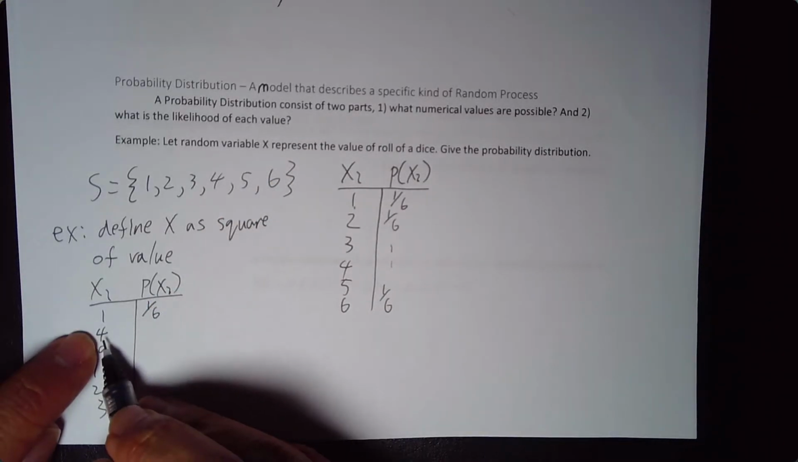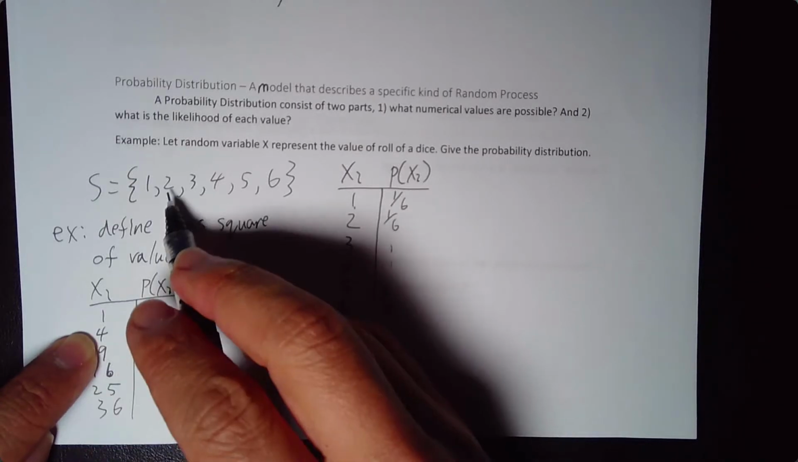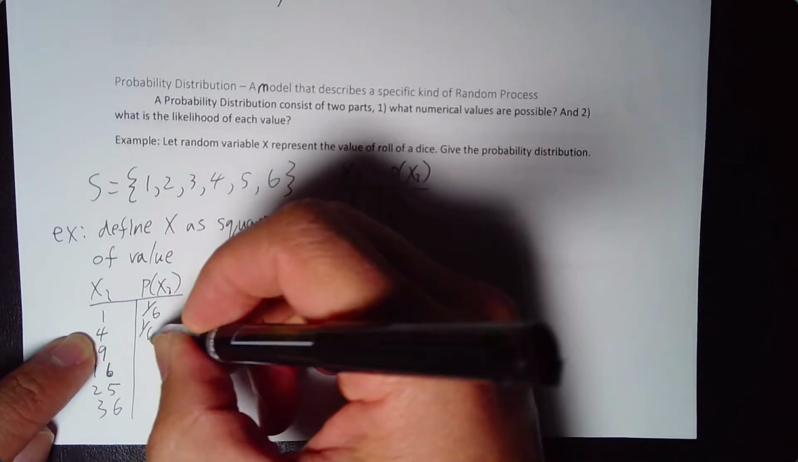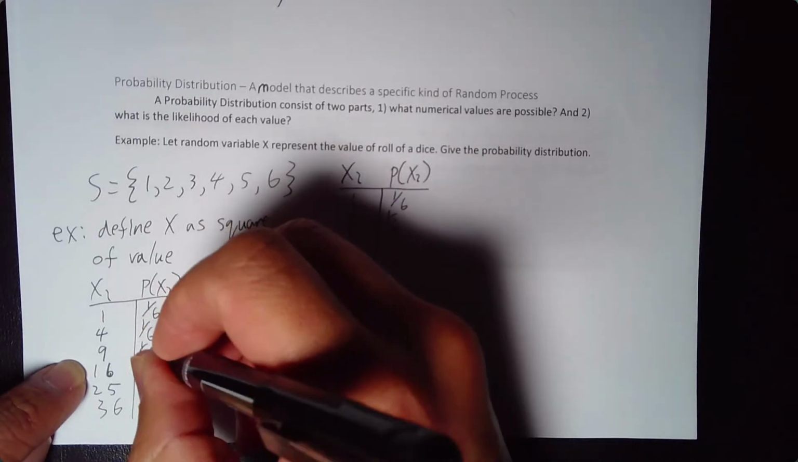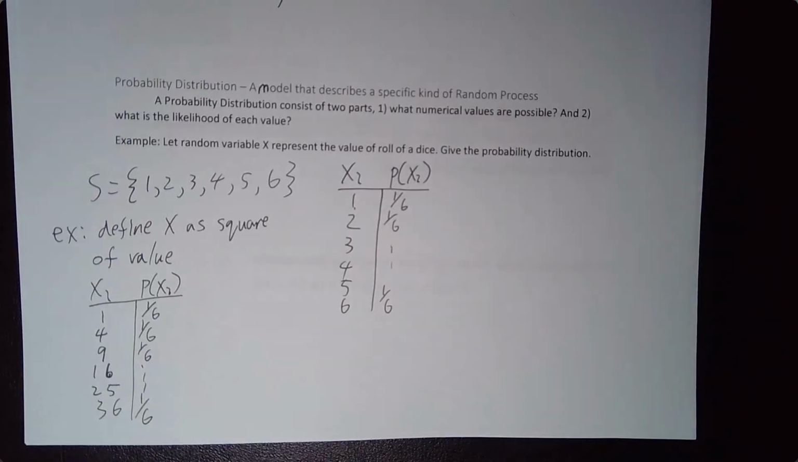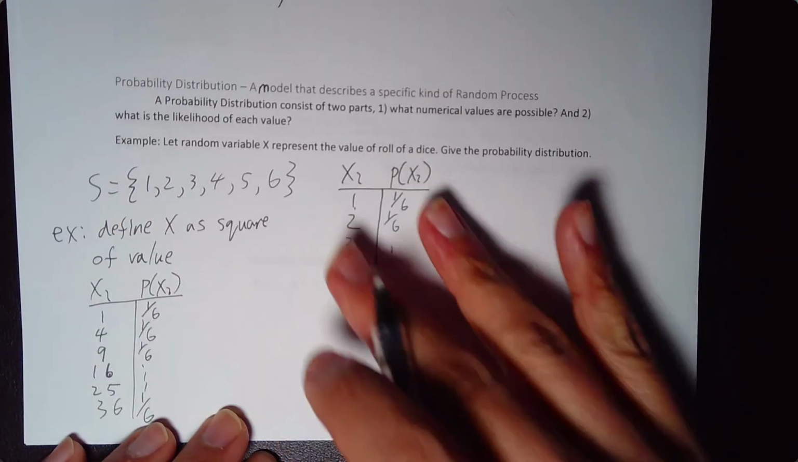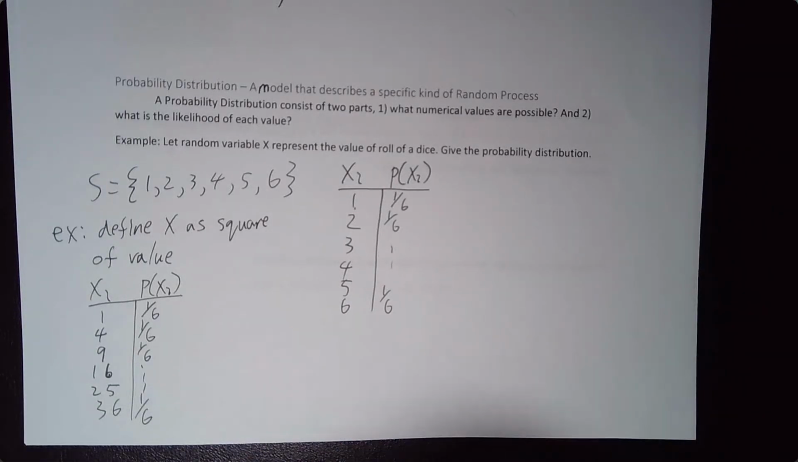How do I get a 4? I have to roll a 2 to get a 4. So that is still 1/6. 9, how do I get a 9? I have to roll a 3 to get 1/6. And so on. So 1/6, 1/6, all the way down. A probability distribution is something that describes a random process. It is a description of a real thing. So we're going to have multiple ways of describing it.